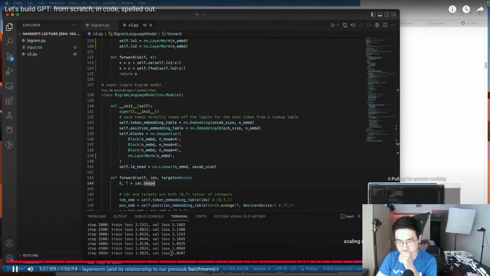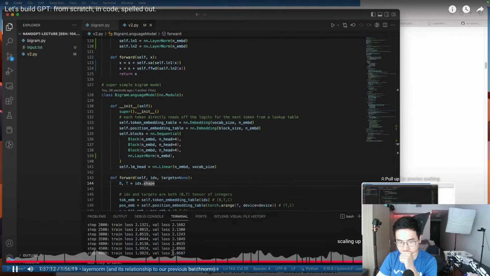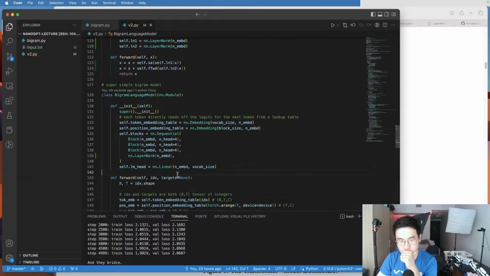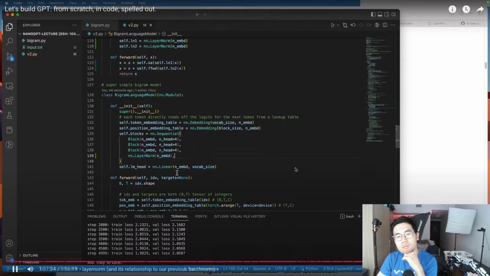Okay, so I let it run, and we see that we get down to 2.06, which is better than the previous 2.08. So a slight improvement by adding the layer norms. And I expect that they help even more if we have a bigger and deeper network. One more thing I forgot to add is that there should be a layer norm here also typically at the end of the transformer and right before the final linear layer that decodes into vocabulary. So I added that as well.